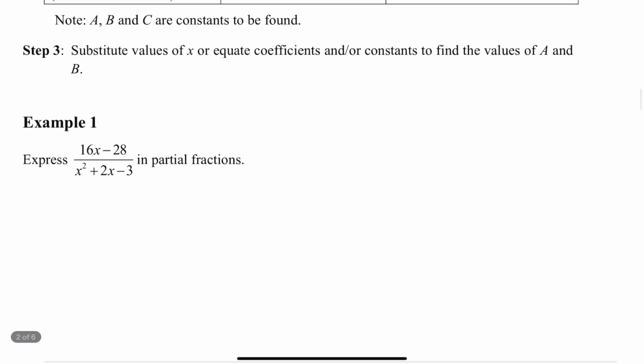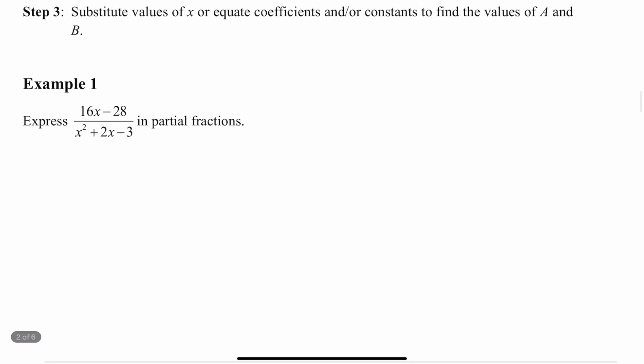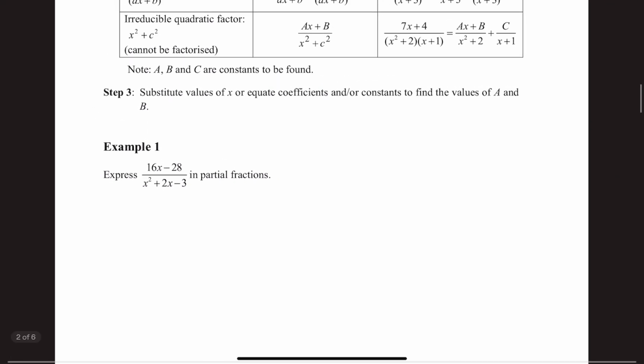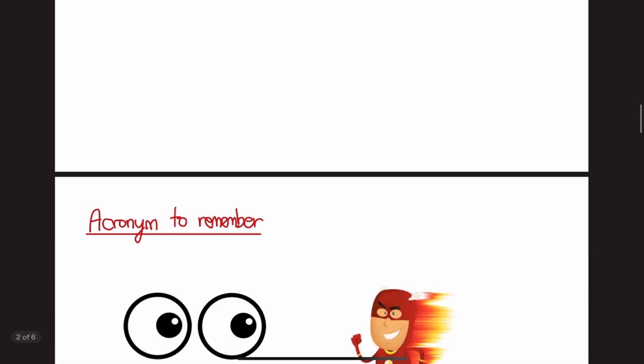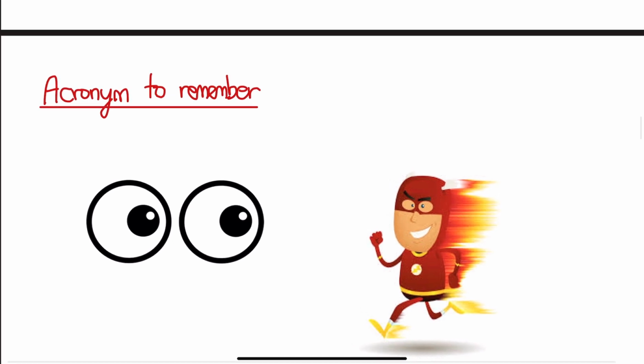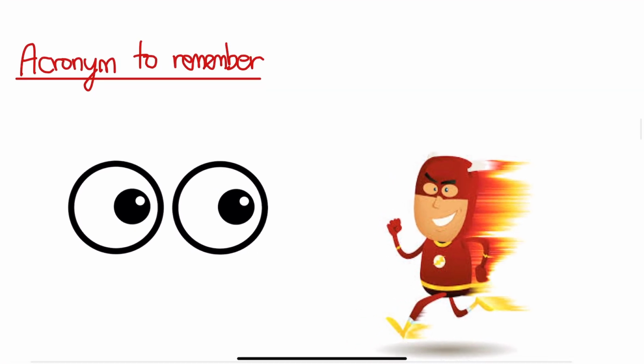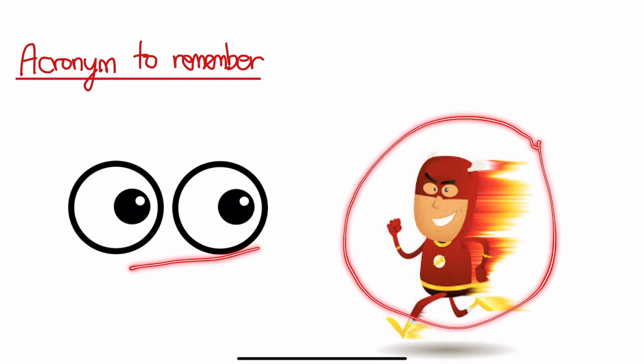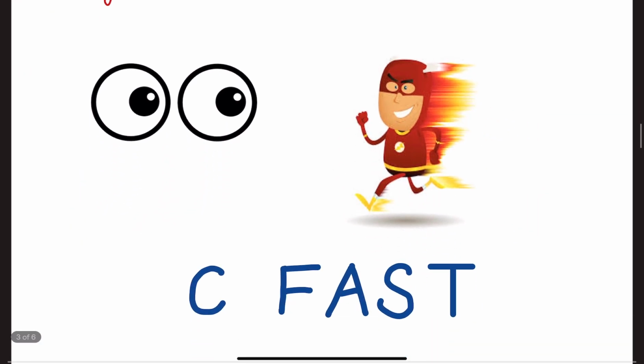Okay, so example 1, I have this fraction over here. The question says express this in partial fractions. Before that, I have an acronym which could help you remember the steps. If you look at this picture, it shows eyes seeing a flash moving very fast. So the acronym that you can remember is called CFAST. What does it mean?